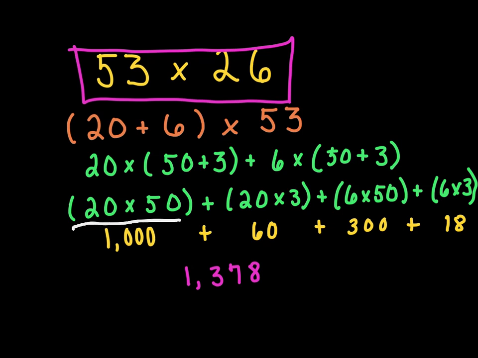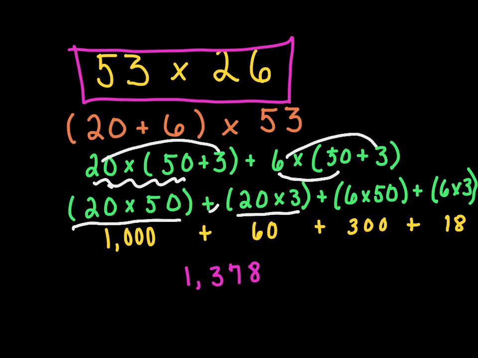20 times 50, because that's what we did right there. And then we take 20 times 3, and that's this part. And then we do 6 times 50, and then we do 6 times 3. And then we add up, because those right there, my friends, are your partial products.